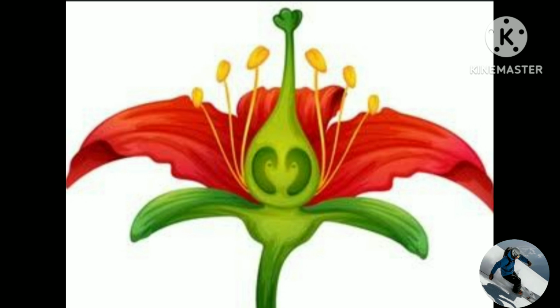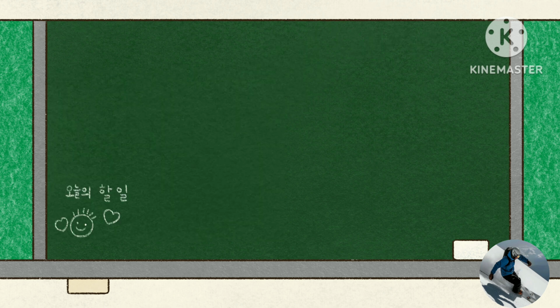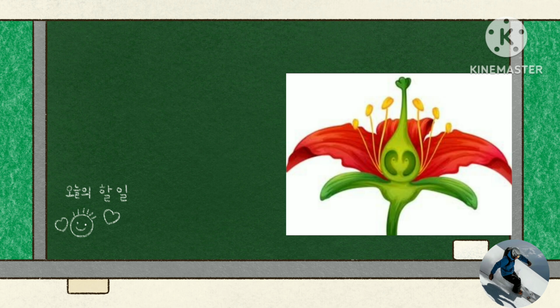Pollination. When the pollen grains are transferred from an anther to the stigma, the male and female gametes fuse in the ovary. The process of transfer of pollen grains from an anther to stigma is called pollination. After this process, the ovary of the flower changes into a fruit and the ovules change into seeds.